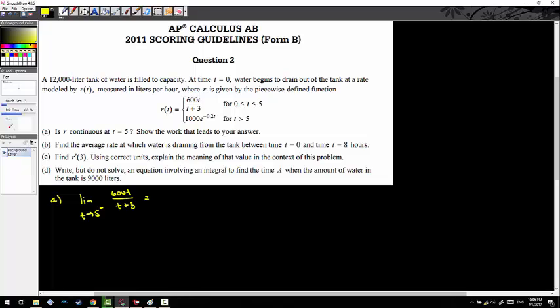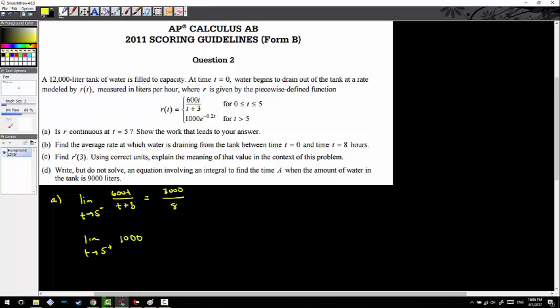I'm in a pretty good position. I think I'm in a safe enough position to let t go to 5. 5 plus 3 is 8. And up here I get 3,000. So 3,000 divided by 8. Okay? Going to be some number. Let's take a look. I'm actually already leaning towards no because I'm thinking that with an e being in the function, we're not going to be continuous.